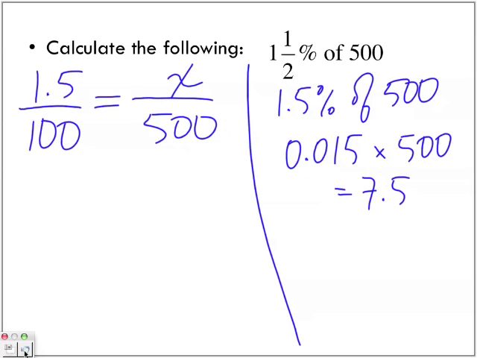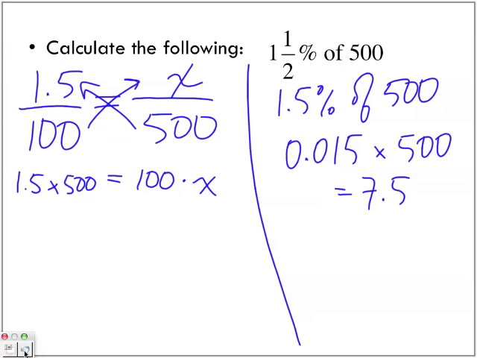So now, bring our denominators up, and we get 1.5 times 500 equals 100 times x. So 1.5 times 500 is 750 equals 100x. I want to solve for x. So how do I isolate for x?